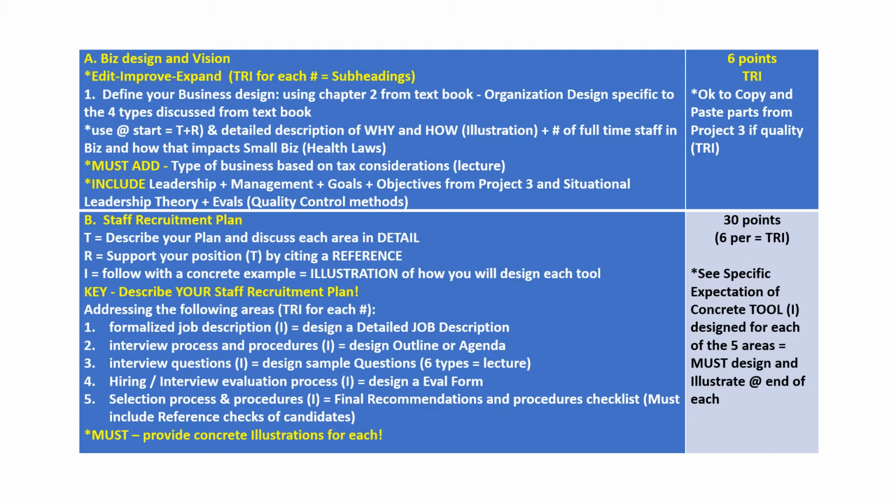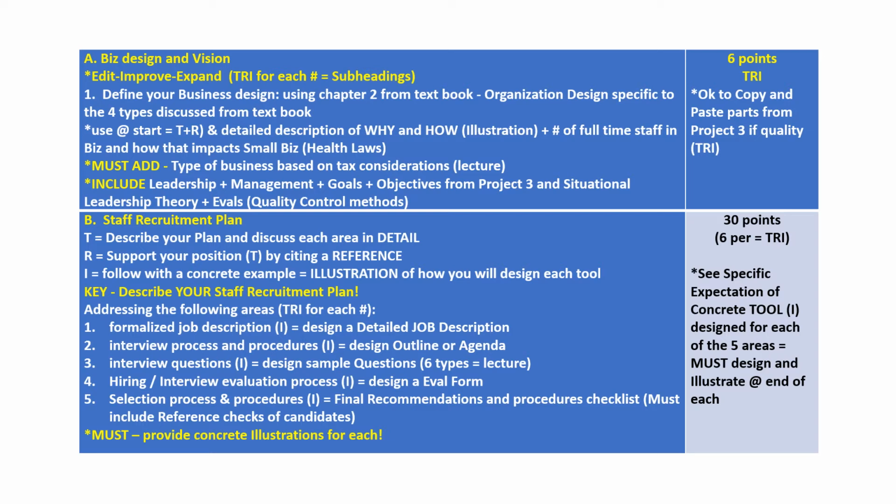Last, you want to include from project 3 where you talked about your definitions of leadership and management, your goals, your objectives, your situational leadership theory, and then your evaluations. This may seem like a lot, but hopefully it's things that you've already done and you're just improving them. Then you're going to use all of this information with project 6 in specific sections, and you'll just be able to plug that in and expand it for that project, your final business plan.